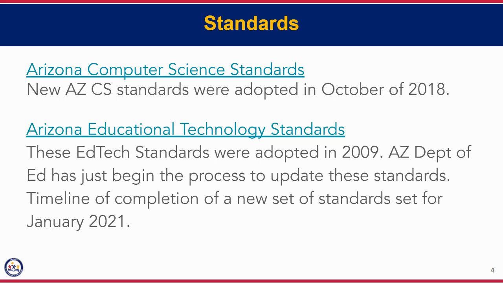And the difference between the two is computer science is really a study of computer science, the algorithms, coding, and ethics and impacts of computing, where educational technology standards talk about incorporating technology into your current classes. Both kind of cover a lot of the same things, but computer science is really a study of the science of computers.